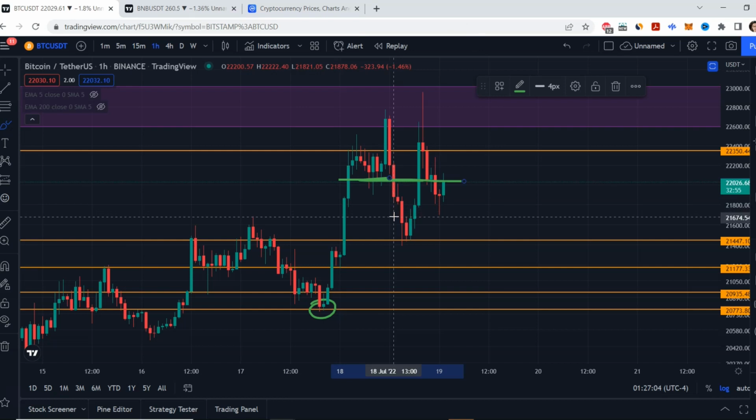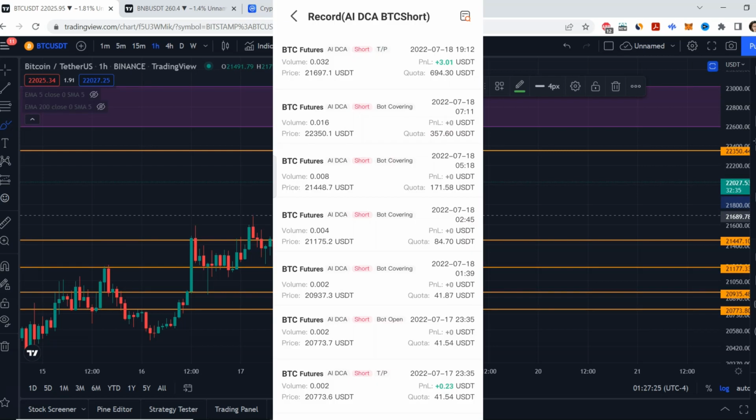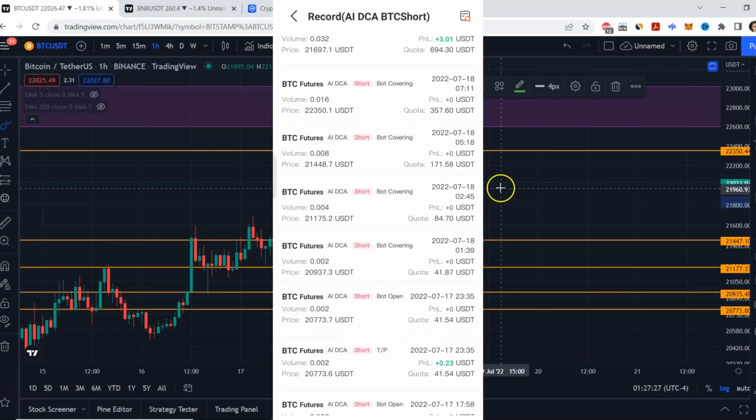Somewhere around here, this is where I take the profit. I make $3 from the difference. So as you can see, from our entry price here to somewhere around here. Okay guys, when the market retraces a little bit, we have already made the profit, as you can see, even though it went against us.